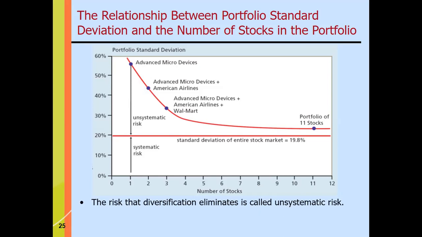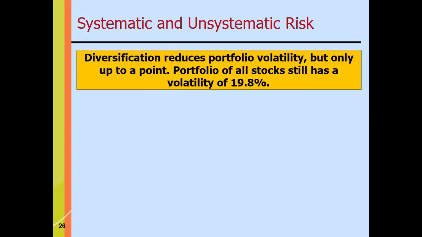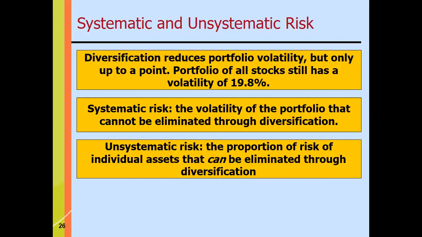Then the risk that diversification eliminates is called unsystematic. That's already beyond the market system. While the systematic or market risk cannot be eliminated, it remains even for a diversified portfolio. This is where we formally discuss the two. Diversification reduces portfolio volatility, but only to the point of 19.8%. Below that is the systematic risk, which we cannot eliminate. Above the line of 19.8% is the unsystematic risk that can be eliminated through diversification or the portfolio approach.